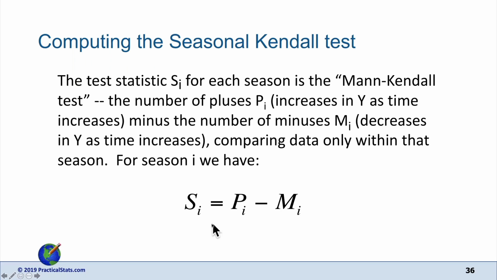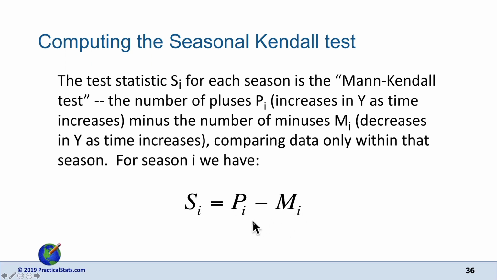So S is just the number of pluses minus the number of minuses. What's a plus and a minus? The number of pluses are the increases, as Y increases, so that there's a pattern that is in the same direction between Y and X. So Y is going up as X goes up in time in this case. And the minuses are the opposite. So the pluses would lead to a positive correlation. The minuses would lead to a negative correlation and a downtrend.